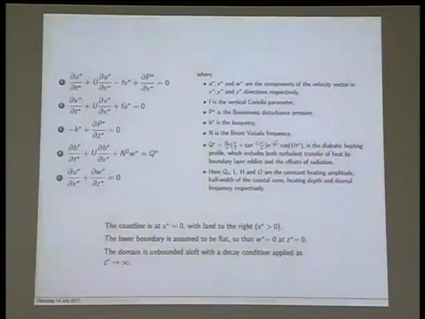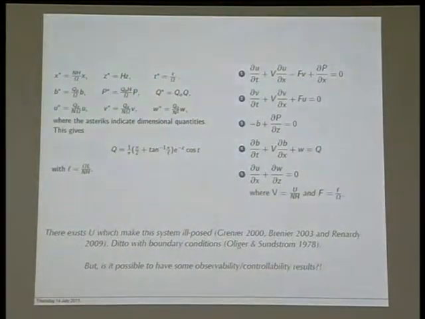Capital U is a linearization, so the nonlinear term is linearized around U. N is the buoyancy frequency, just a constant. You non-dimensionalize this using that, which is not important. Finally the non-dimensional equations look like this. Essentially it's a sort of semi-hyperbolic system.